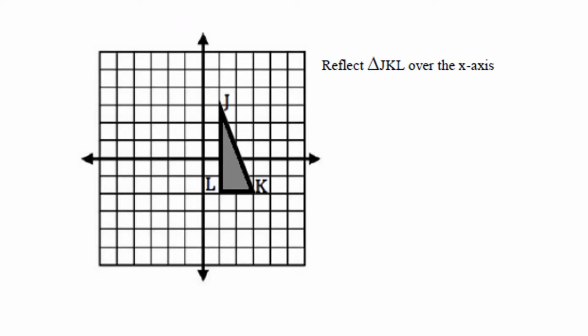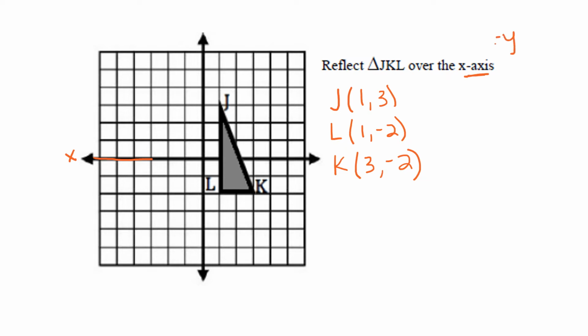So let's move on to another example here. We're going to reflect triangle JKL over the x-axis. So I need to go over this horizontal axis because this is my x-axis. Start by writing down your points. J is (1, 3), L is (1, -2), and K is (3, -2). Now the rule when I'm going over the x-axis is that I'm negating my y, and x is going to stay the same.